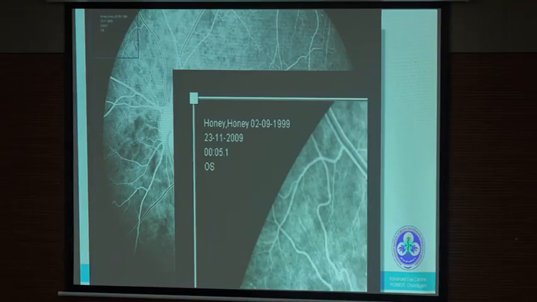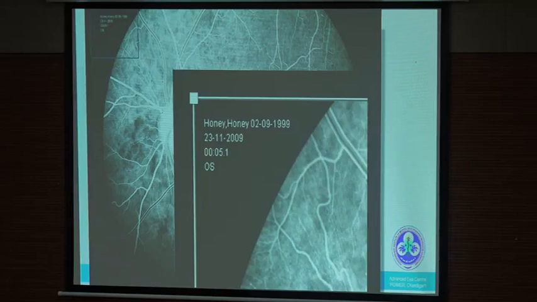Date when the FFA was done. So this is very important. And down there OD, OS, you understand? This is the right eye or the left eye. And what is this, 005? So this is the timer.